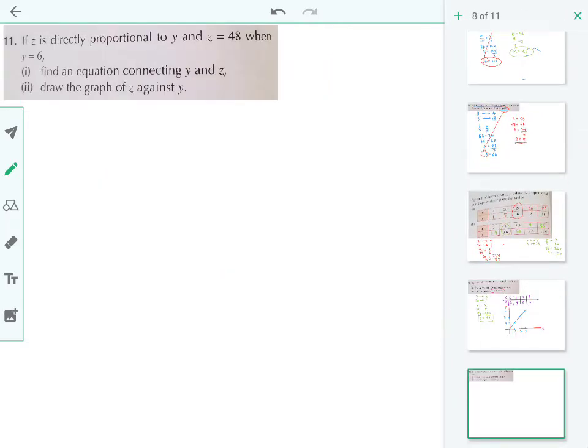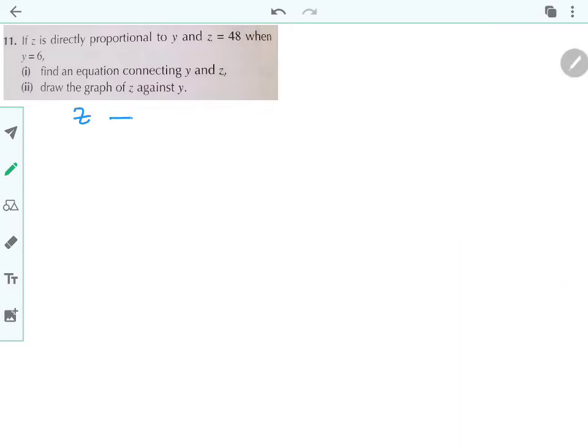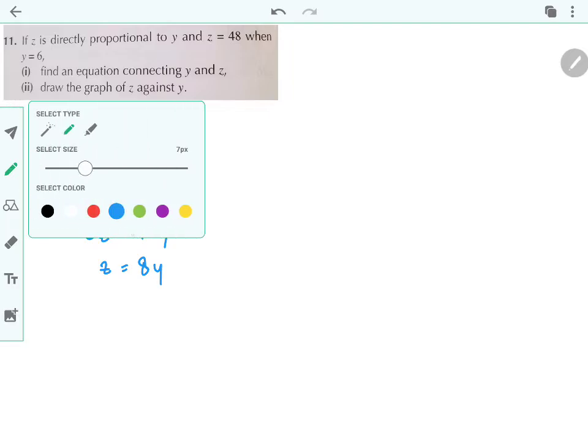11 actually has the same idea as the previous question. So z is directly proportional to y, and when z is 48, y is equal to 6. So z over 48 equals y over 6. So 6z equals 48y, and z equals 48 divided by 6, or that will be equal to 8y.